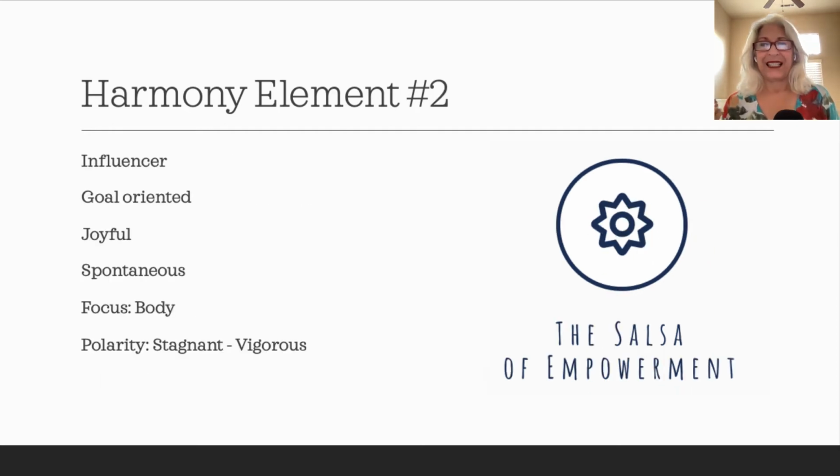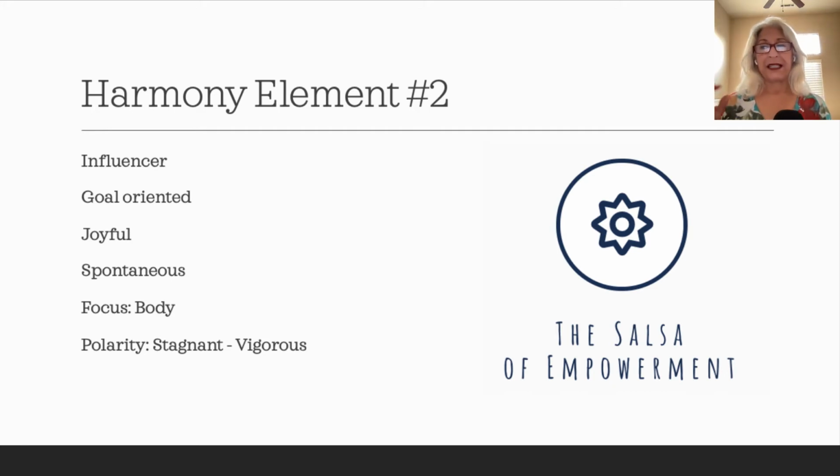So let's look at our next harmony. And this is the salsa of empowerment, right? You think about the dance salsa, and it's just vibrant, full of life, lots of empowerment. And we think here of those that are influencers for us. Interestingly enough, the salsa can be a very goal-focused and oriented person, right? There is definitely a game changer going on with that person. And there's joyfulness, there's spontaneity. You think about the music going on with the salsa, it's very much spontaneous. Yes, there's a structure underneath, but there's lots of movement, both for the dancers and the musicians.